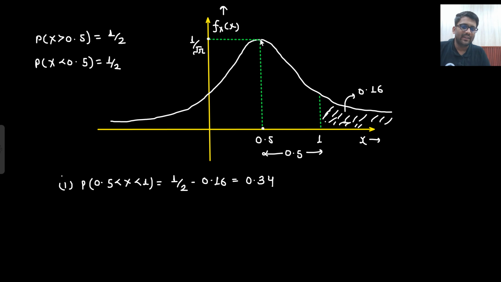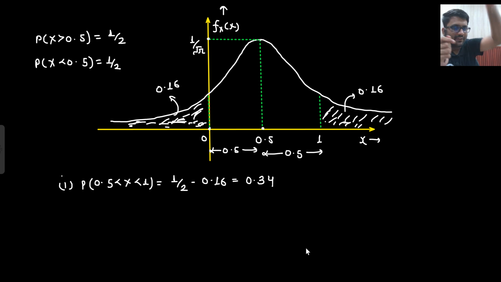And what did I tell you? That your PDF will be symmetric about mean. So from mean, if you are going 0.5 ahead, now from mean you will go 0.5 backward. Where will you reach? You will reach at 0. So here what do you see? Greater than 1, probability is 0.16. And here, less than 0, this probability will also be 0.16 only. Are you able to understand this point?